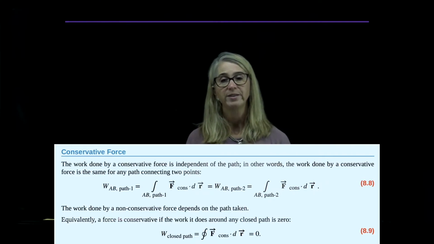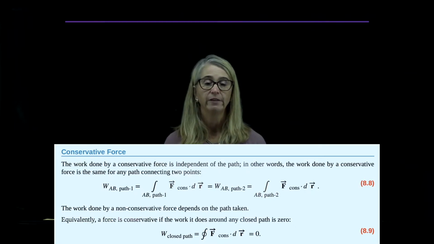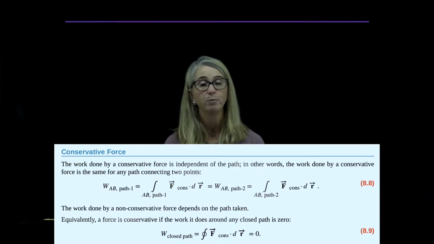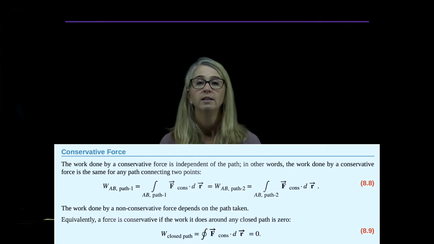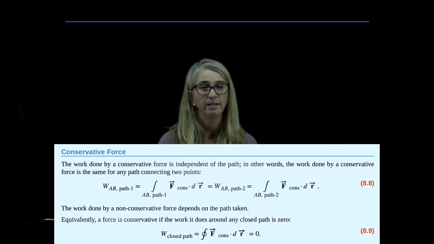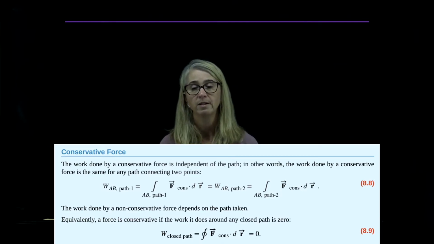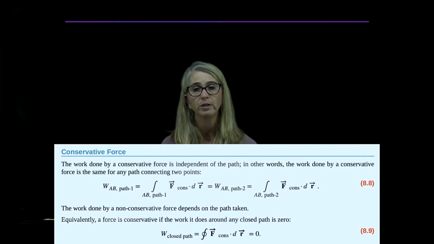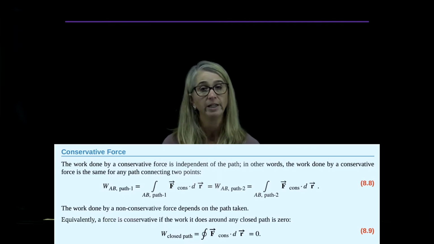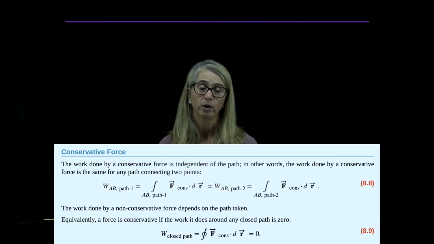Another way to state that is that if you have a closed path, which means you begin and end at the same point, then the work done as you go in that closed path would be equal to 0. I like the path-independent idea of work because I feel like it's a little easier to see. And we're going to use two examples. We're going to use gravity and the work of a spring.